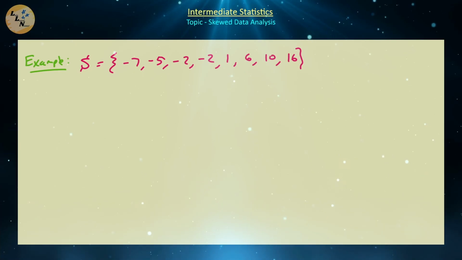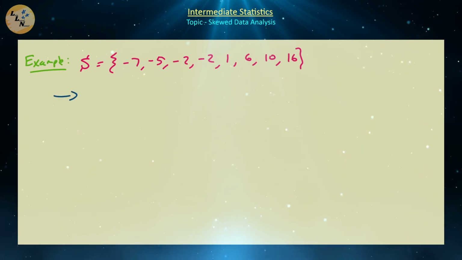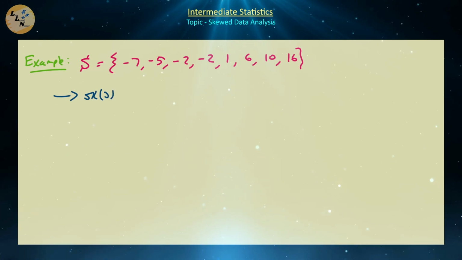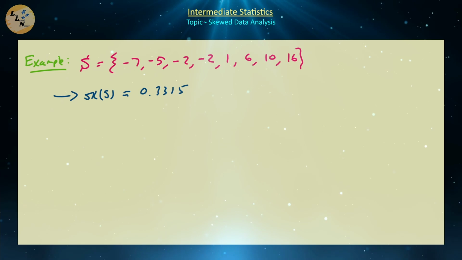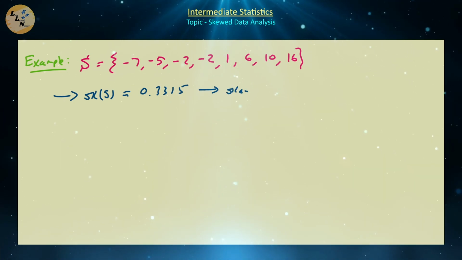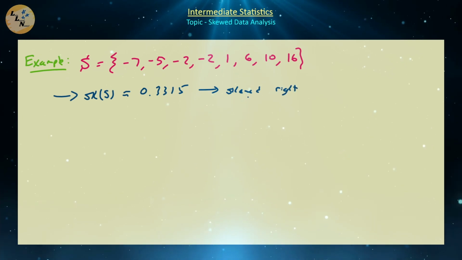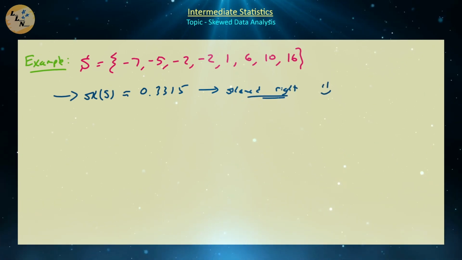Let's consider this last data set to close things off today. So let's assume we have negative 7, negative 5, negative 2, 1, 6, 10, and 16. As usual, one can calculate the skewness coefficient of this data set, and one will arrive at a number approximately equal to 0.3315, which implies that we have evidence to believe that S is coming from a skewed right data set. So what do we usually do to skewed right data sets? Well, we usually just take the natural logarithm and that reduces the skewness, right?